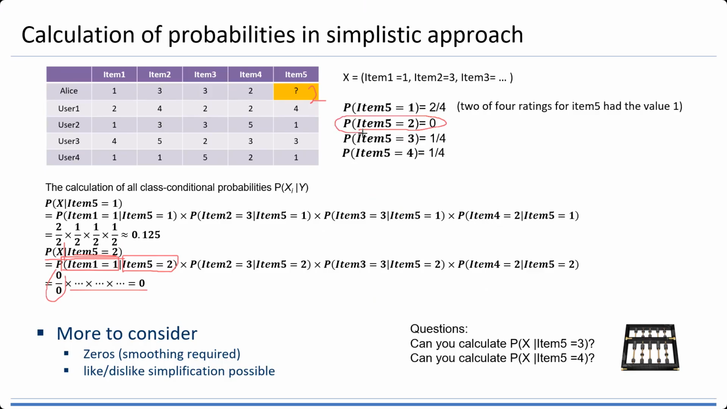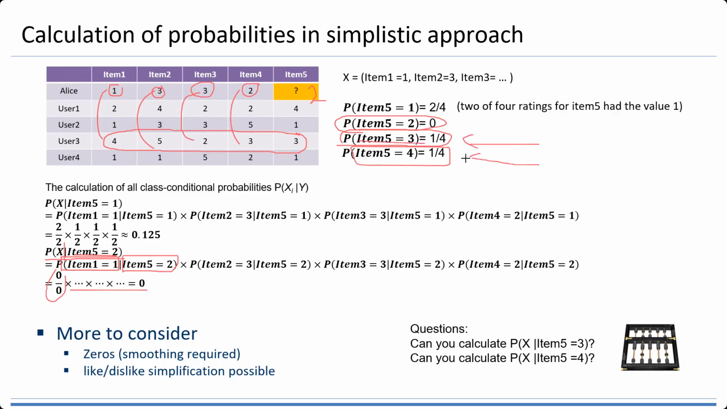And then we will check when the item 5 equals 3, when the item 5 equals 4. So if item 5 equals 3, okay, we have this one. Now you will check what is the probability when the item 1 equals 1. No, 0. What is the probability when the item 2 equals 3? No. What is the probability when the item 3 equals 3? No. What is the probability when the item 4 equals 2? No. Then the probability will be 0 given the item 5 equals 3.